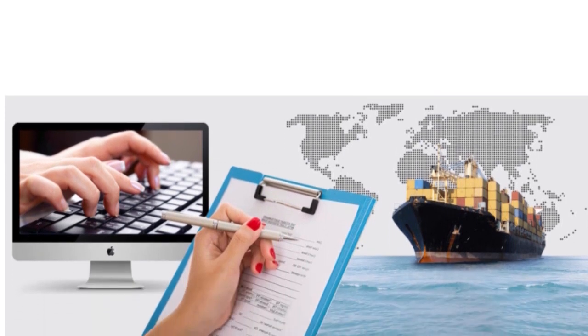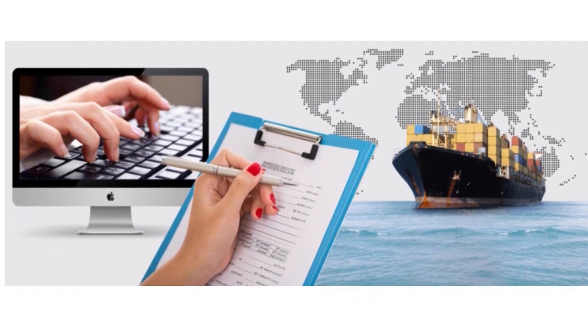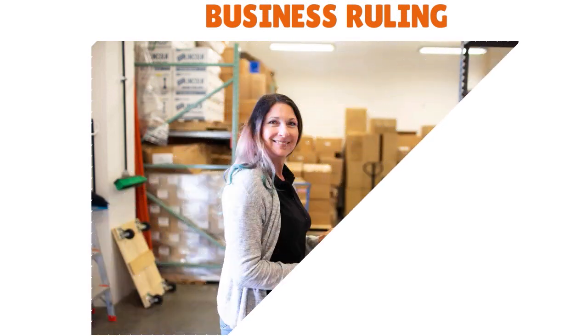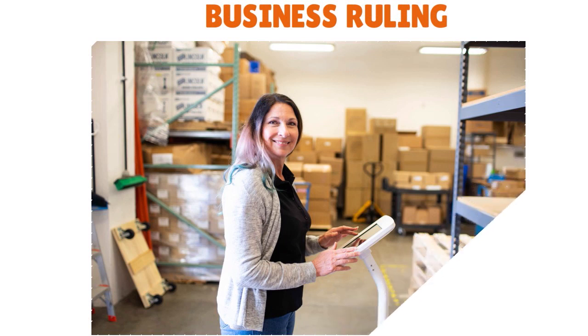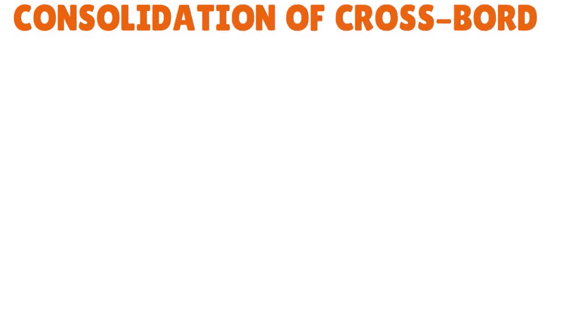If you are in multiple countries, you want to make sure that the multi-carrier shipping software is adapted to local regulations. Also think about business ruling. So a business ruling engine that automatically looks at the landscape of shipments that you have during the day and will book shipments with best fit carriers based on business rules. Okay, very important. What about consolidation of cross-border shipments?